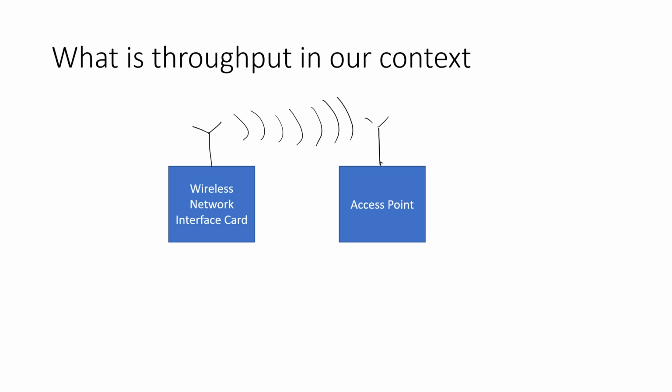Now, in terms of calculating that throughput, what we're really thinking about is looking at the payload that's transmitted on the wireless side, and looking at how much time it takes to transmit that payload across the wireless link. So we end up with a very simple formula where the throughput is equal to the payload divided by the time it takes to transmit that payload across the link.